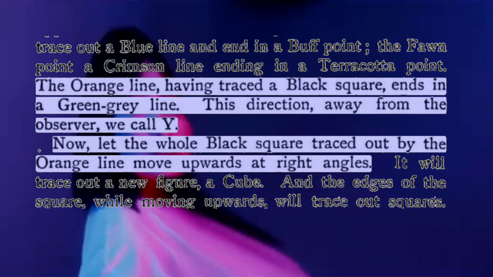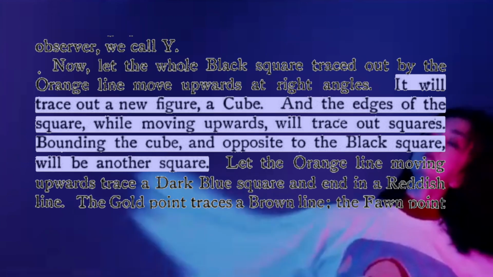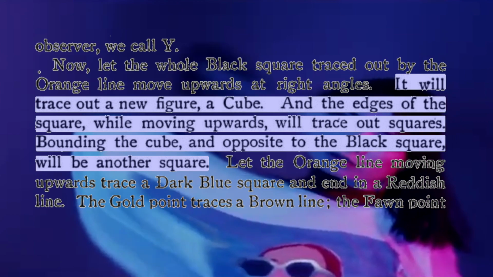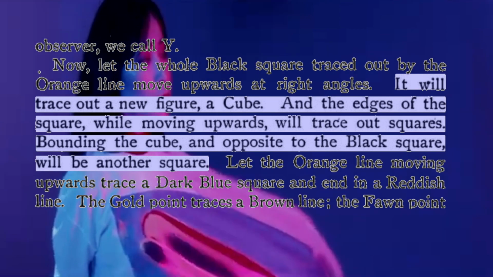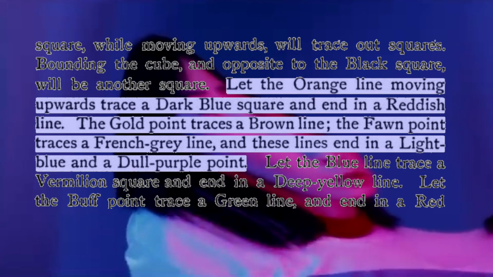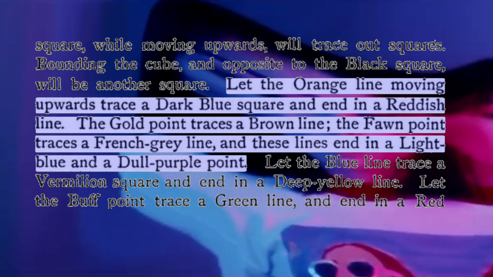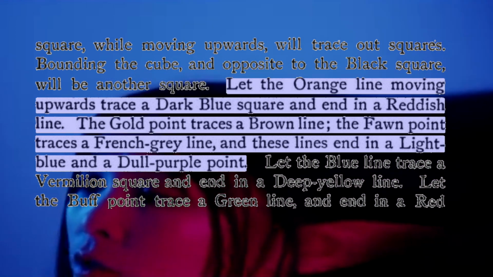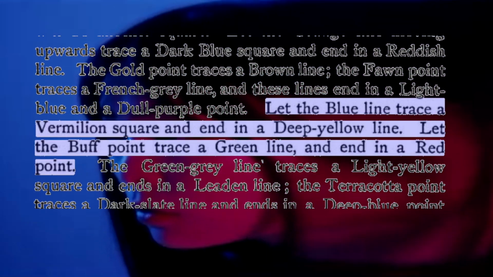Now, let the whole black square traced out by the orange line move upwards at right angles. It will trace out a new figure, a cube. And the edges of the square, while moving upwards, will trace out squares. Bounding the cube, and opposite to the black square, will be another square. Let the orange line moving upwards trace a dark blue square and end in a reddish line. The gold point traces a brown line, the fawn point traces a French gray line, and these lines end in a light blue and a dull purple point.